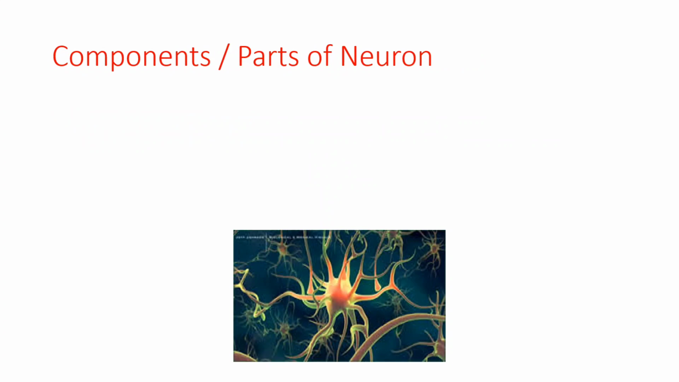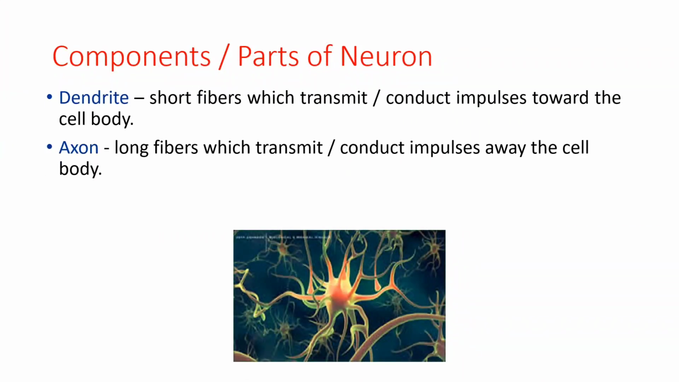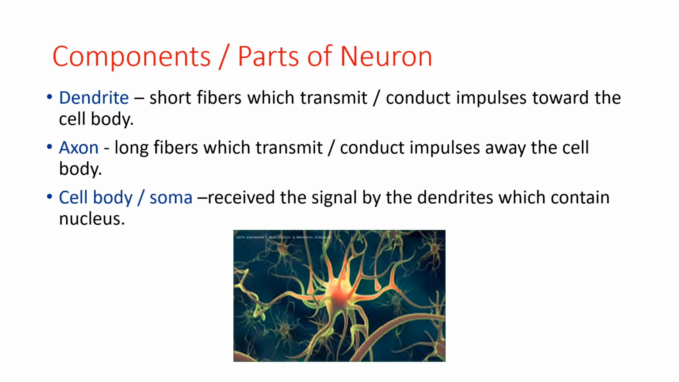Now, let's discuss the components or parts of a neuron. First, we have the dendrite. The dendrites are short fibers which transmit or conduct impulses toward the cell body. And the axon are long fibers which transmit or conduct impulses away from the cell body.